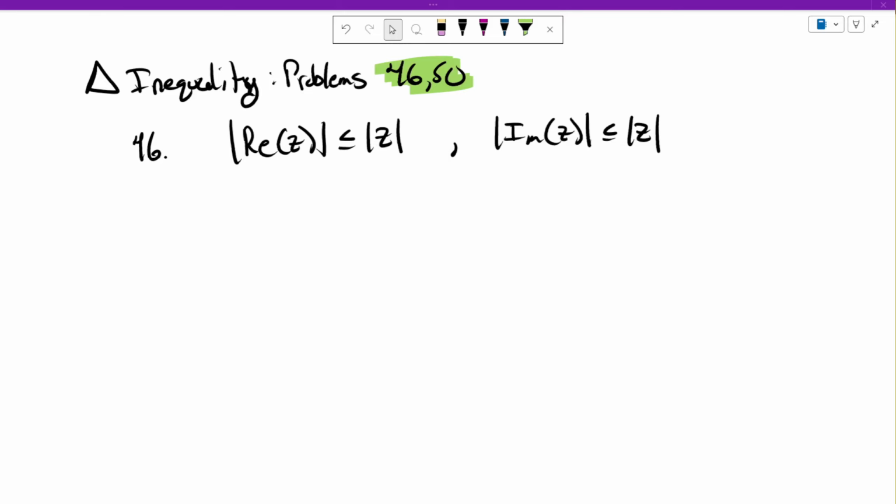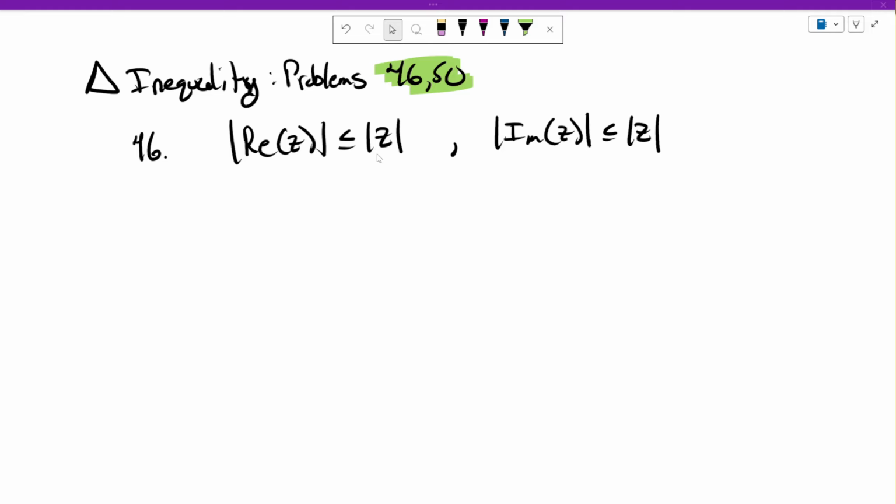In this last video for section 1.2, we're going to go through the proof of the triangle inequality, which is problems number 46 and 50 combined in your book. And we're going to start with 46.